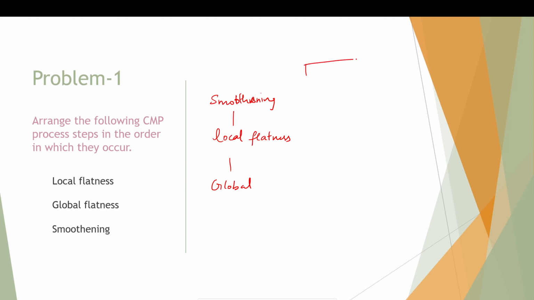If my original topology profile is something like this, say some SiO2, and I am trying to flatten this, what will smoothing do to it? Say it is like this first. Smoothing will basically just curve it out, right? Yes. And what is local flatness?